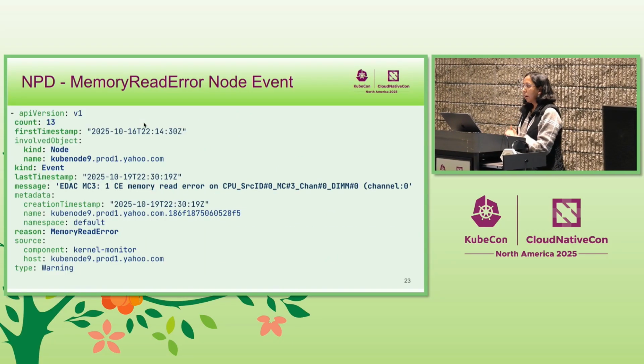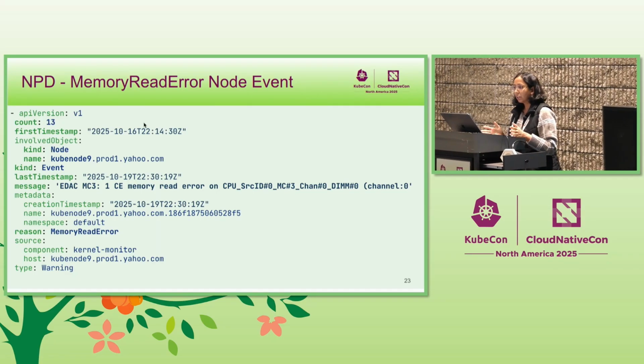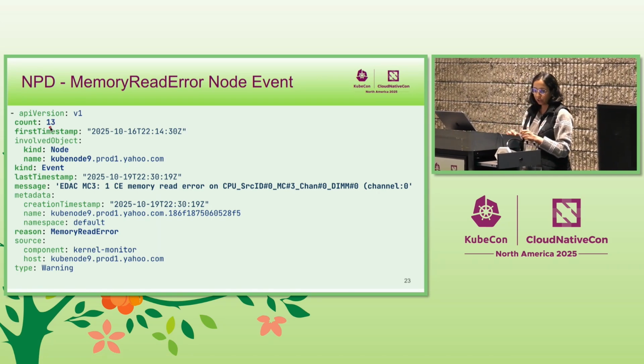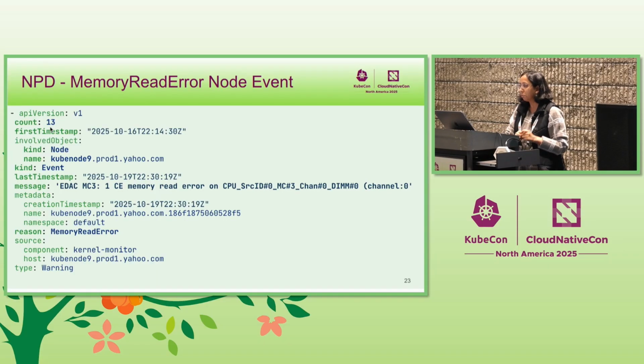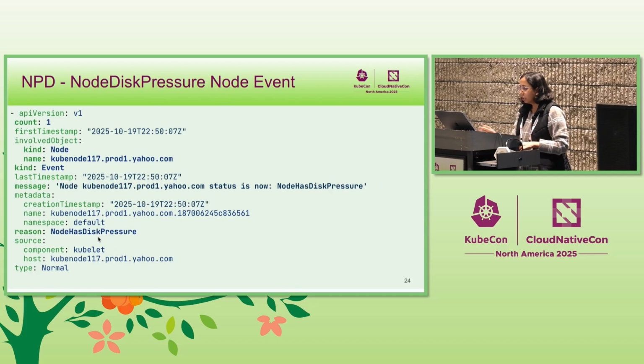Here is an example of the node event, which is produced by the node problem detector. So as you can see, I detected memory read error. Count is 13. What is the meaning of that? It means that it has matched at least 13 times the regex I just showed in the previous screen on the machine cube node 9. It is of kind event, and this is the message which actually got mapped with the regex I showed in the previous screen. And obviously, the reason for this event is memory read error. Now, in addition to that, it has all the other metadata about the first timestamp and the last time it has detected the issue on that node. Here is another example of node pressure, where it happened on cube node 117 and with the count 1.